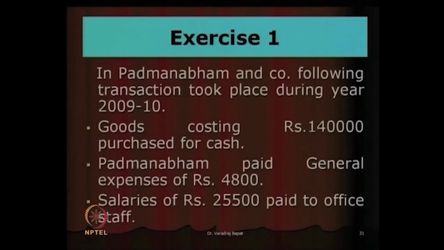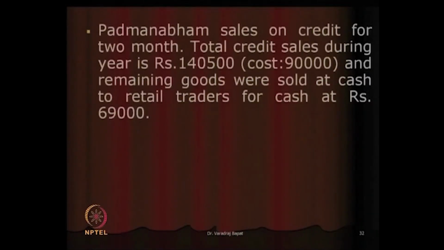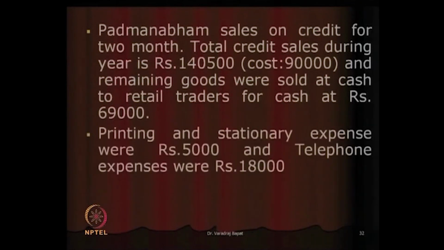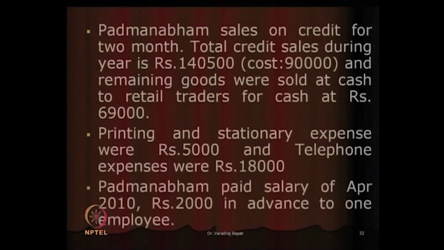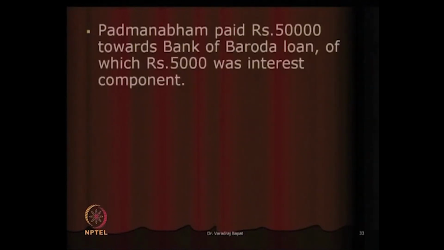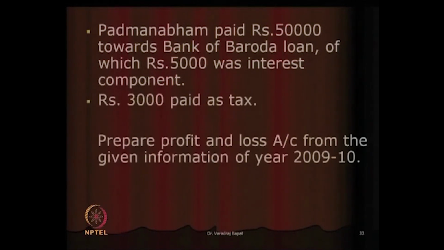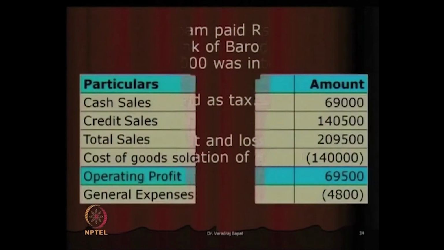Let us take a review of all the transactions once again. Please look at the transactions carefully. So, there is a purchase of 140, then general expenses, salaries paid, there is a credit sale, there is a cash sale, printing and stationery expenses are paid, advance salary is paid, loan installment is paid, interest is paid. Now, let us look at the P&L account.